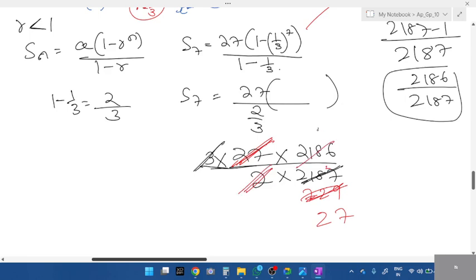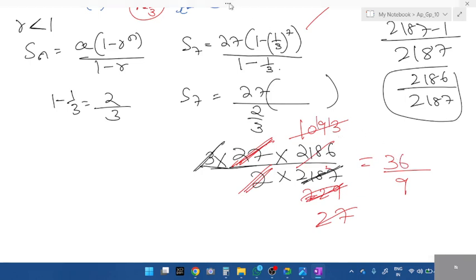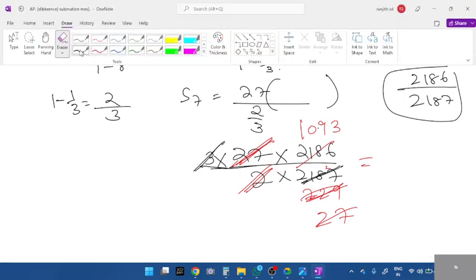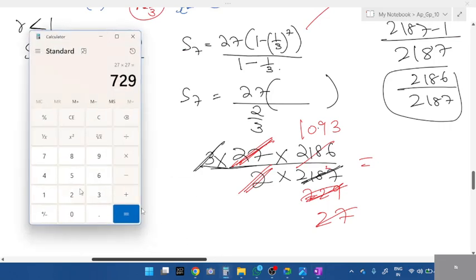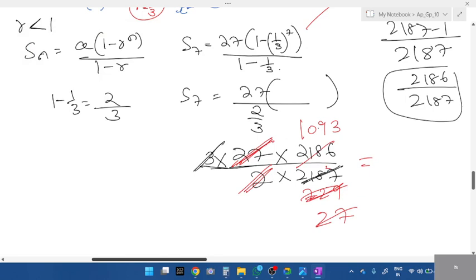Next, look here. 2 ones are 2. 1093. Then I can use the 3 times table. 3 nines are 27, 3 threes are 9, 3 sixes are 18. No, 9 doesn't go. 1093 divided by 27. Okay, getting it in decimal. What's the answer?